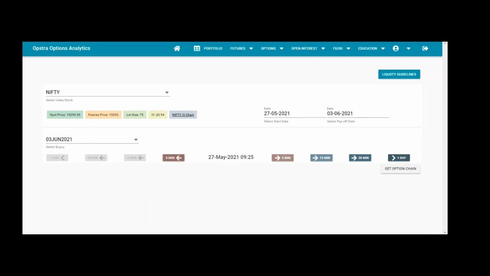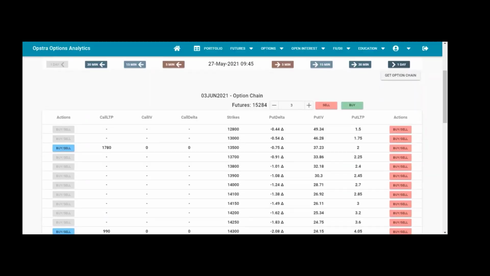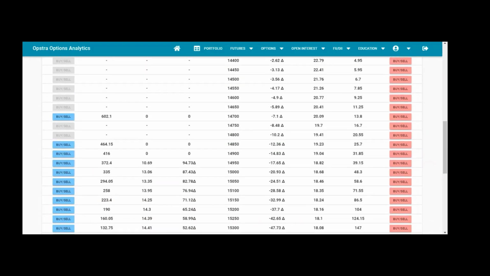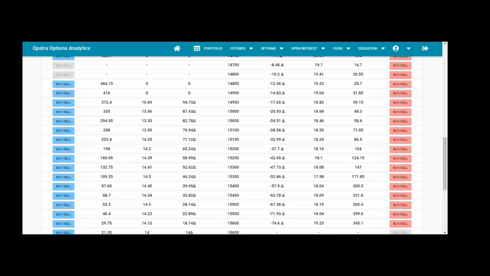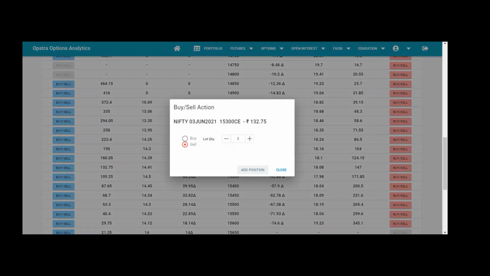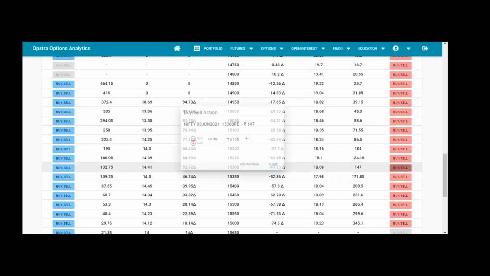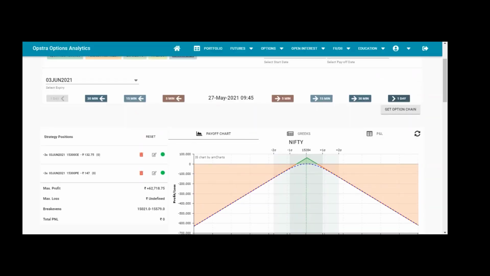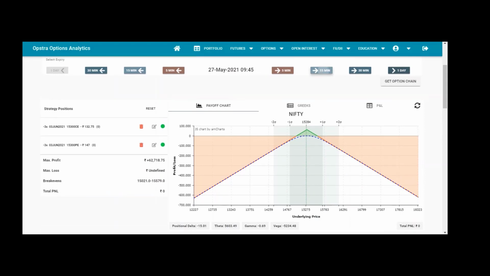Okay, simple. So let me go to the 9:45 time, and let me see what is the current price. The current price is 15,284, which is near to 15,300. So I will go to the 15,300 and I will sell the 3 lots of call option and 3 lots of put option. That's it. Okay, now due to the time constraint, let me go to the first 10 a.m.